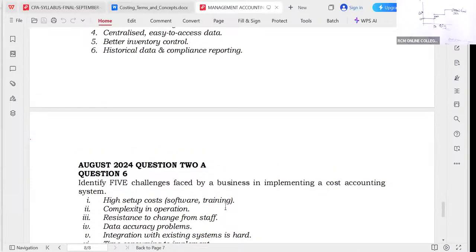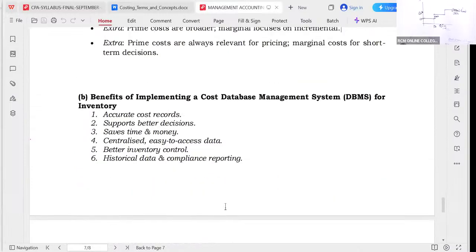Benefits, this is part B of this question: benefits of implementing a cost database management system for inventory. We shall be able to get accurate cost records if we have a DBMS. This shall be able to support better decisions. It helps us to save time and money.